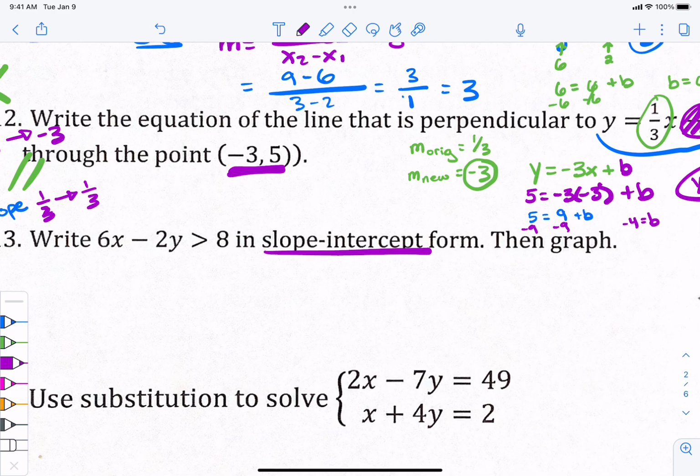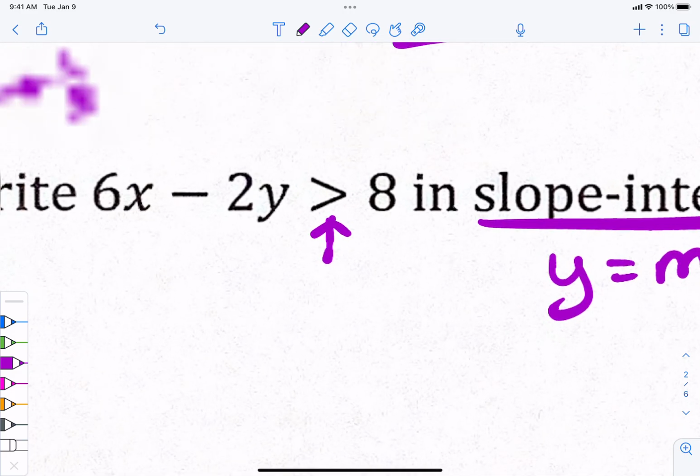What's slope intercept form again? y equals mx plus b. Now this is an inequality, so we're just going to keep that symbol in there. It's not going to be equals, it's going to be a greater than symbol instead. So basically, we have to get the y by itself. So what are you going to move first?